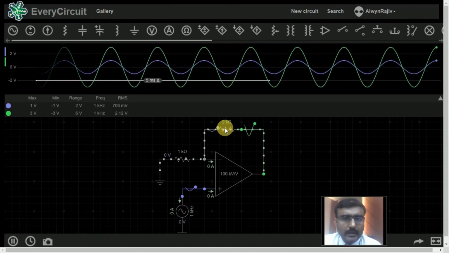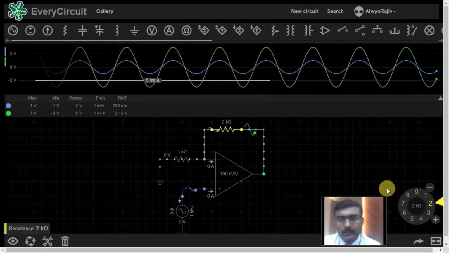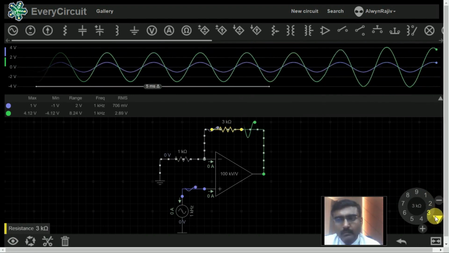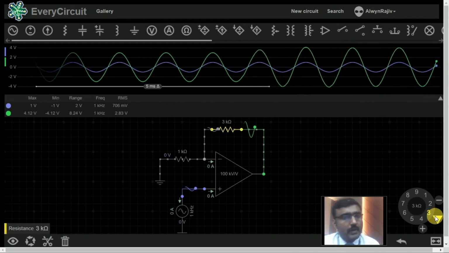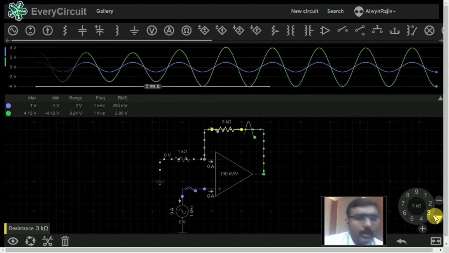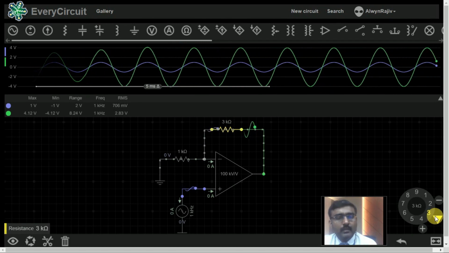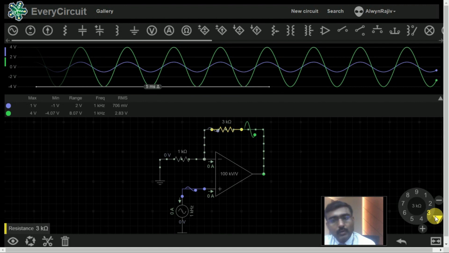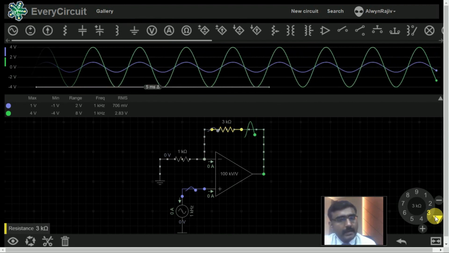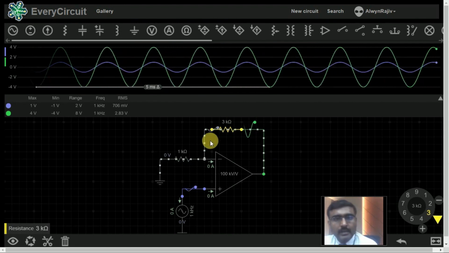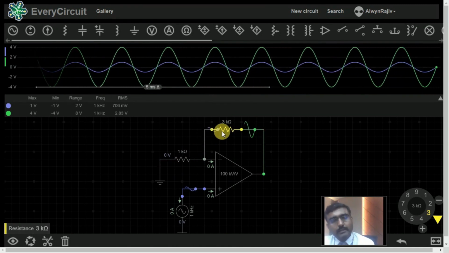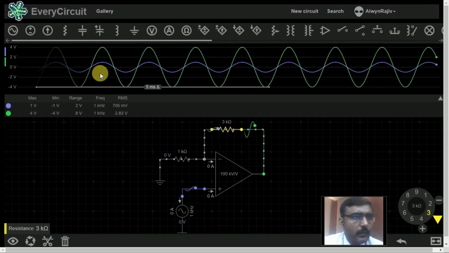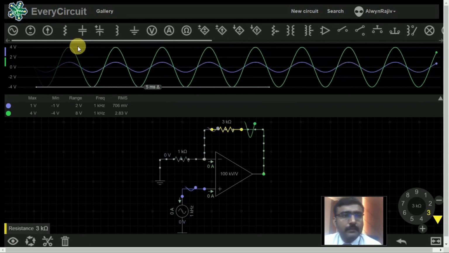Now I am going to change the resistor value. The RF resistor value becomes 3 kilo ohm. What is our gain? The gain becomes 4: 1 plus RF divided by R1. The R1 value is 1 kilo ohm and the RF value is 3 kilo ohm. 3 divided by 1 is 3, plus 1 is 4. That's why with an input voltage of 1 volt, the output voltage becomes 4 volt.